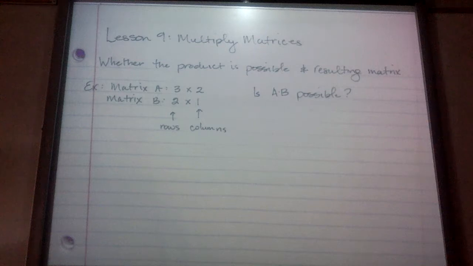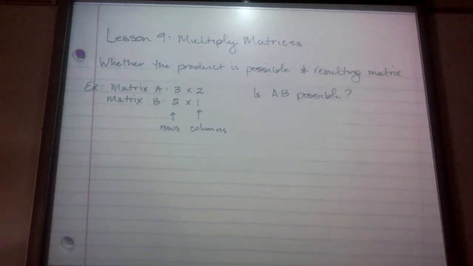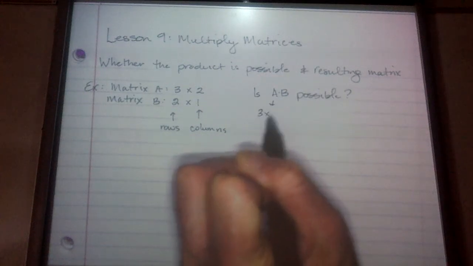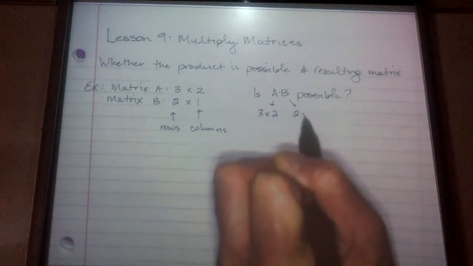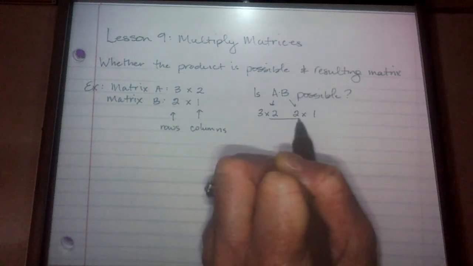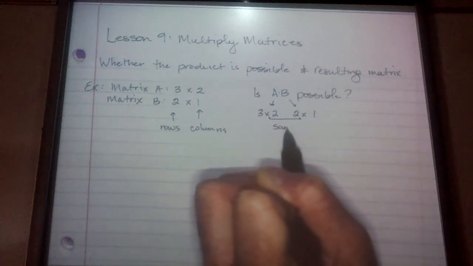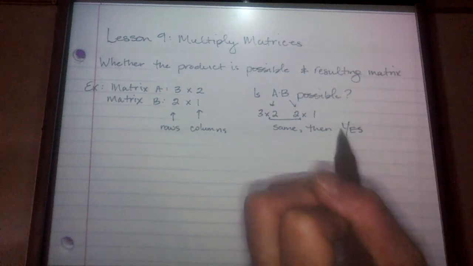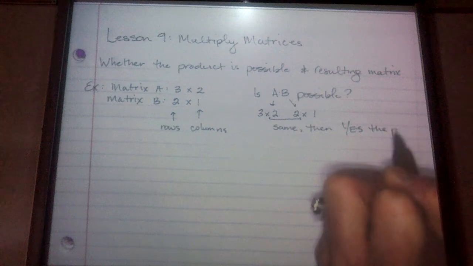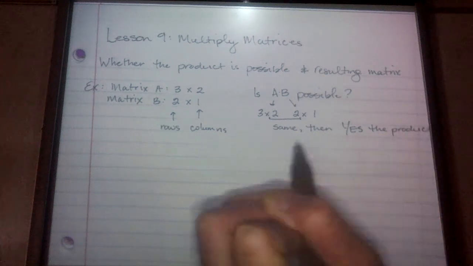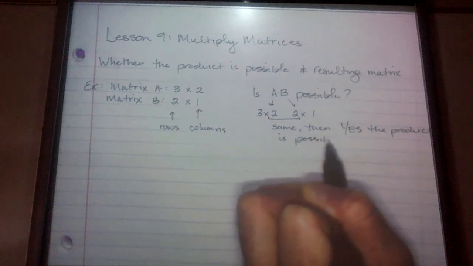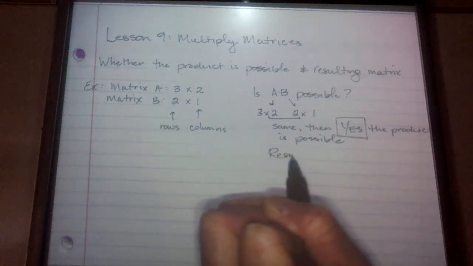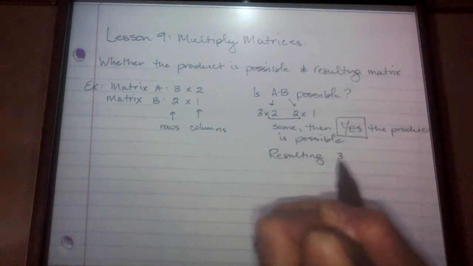Now the only way I can multiply these two is if the two middle numbers are the same. For example, matrix A is a 3 by 2, matrix B is a 2 by 1. If the two middle numbers are the same, then yes, the product is possible. That's the first part of the answer. What will the resulting matrix be? It'll be a 3 by 1.